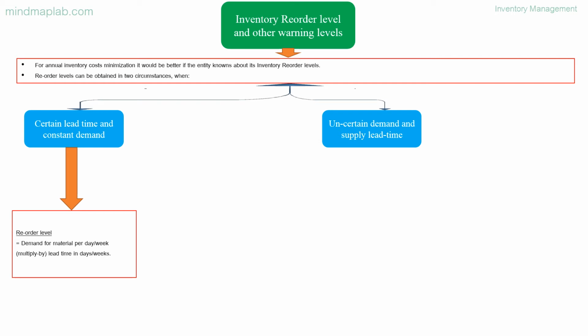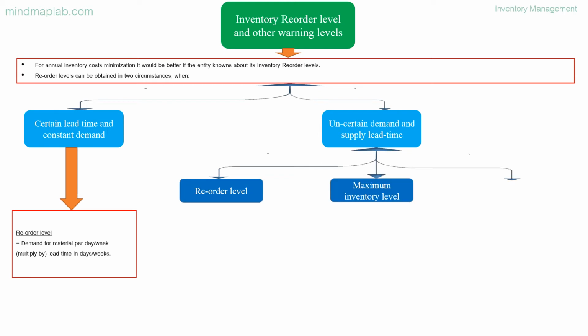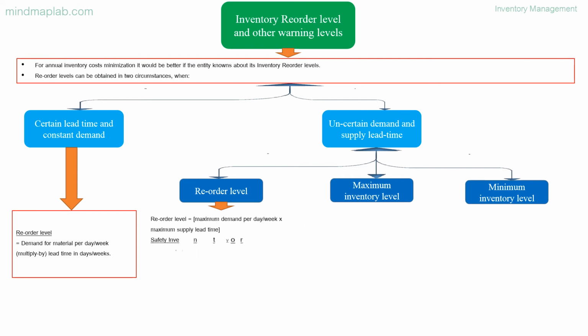Uncertain demand and supply lead time. When the demand and supply lead time are uncertain, the entity should calculate inventory at three levels: the reorder level, maximum inventory level, minimum inventory level. The reorder level. Reorder level is calculated as maximum demand per day, week, multiplied by maximum supply lead time.